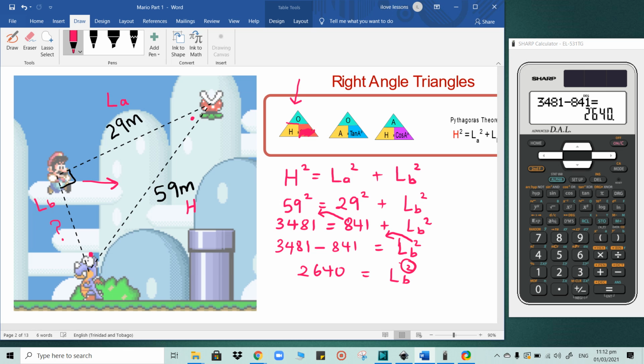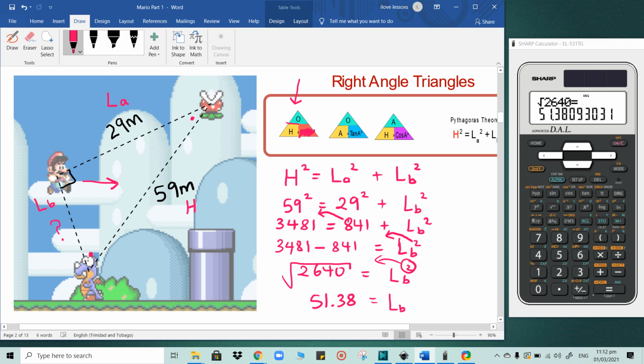Throw across the squared, and now we get a square root. So LB is going to be what now? The square root of 2640. And we will get what? 51.38 meters. Now that's the final answer for this length here, leg B.